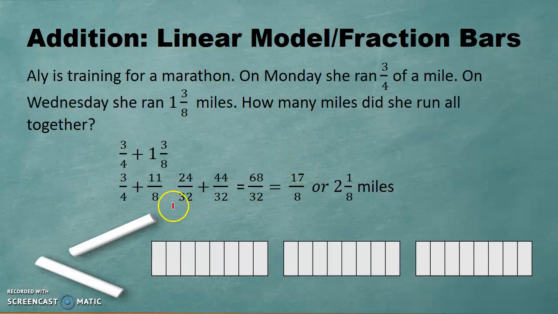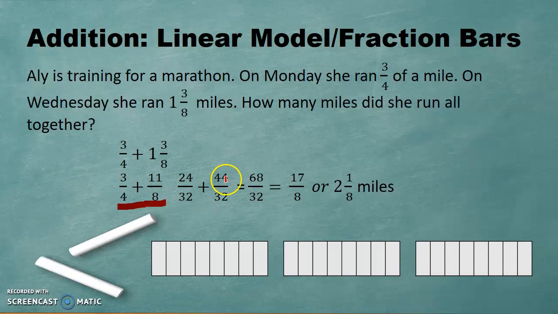And what I did is I regrouped this 1 3/8 into 3/4 plus 11/8. Now, what I did after that is I found a common denominator, which is 32, because 8 times 4 is 32. So 4 times 8 is 32. 3 times 8 is 24, because what we do to our denominator, we have to do to our numerator. So we have 24 over 32, and the same goes for our 11/8. We multiplied it by 4, which gave us 44 over 32.